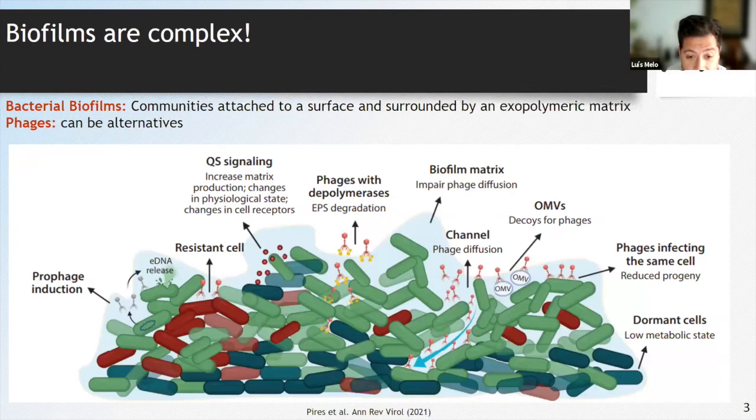On the opposite side, phages can use some of the biofilm structure to migrate within the biofilm, so they can use the channels to reach the bottom layers of the biofilm. And for example, some phages are equipped with depolymerases that, besides degrading the capsule, in some cases can degrade the EPS, accessing the biofilm cells more easily.